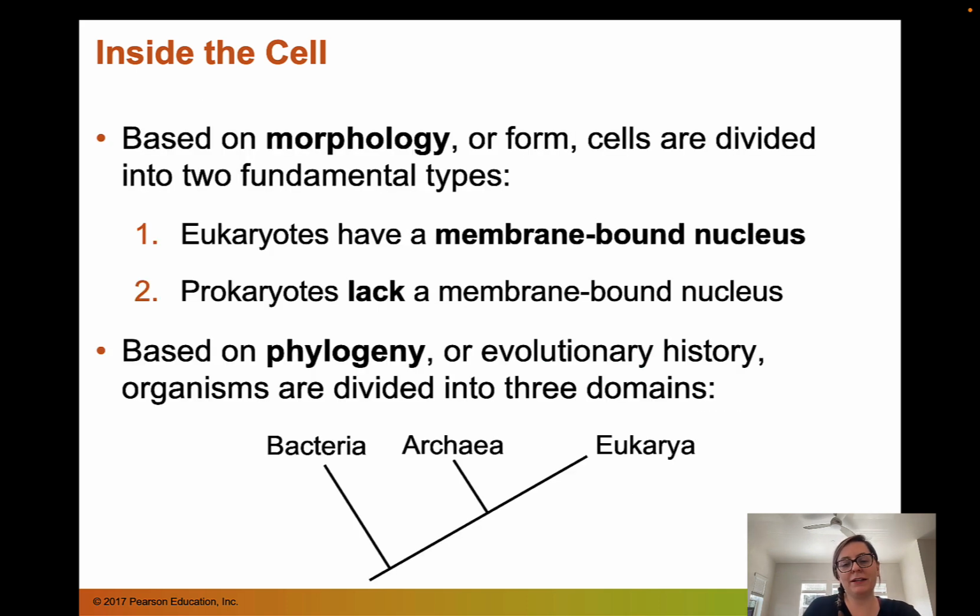But before we really dive into that, I want to spend a little bit of time talking about the different kinds of cells. Based on morphology or form, cells were originally divided into two fundamental types: eukaryotes that have a membrane-bound nucleus and prokaryotes that lack a membrane-bound nucleus. However, based on phylogeny or evolutionary history, how far back our common ancestor goes, we actually know that organisms are divided into three domains.